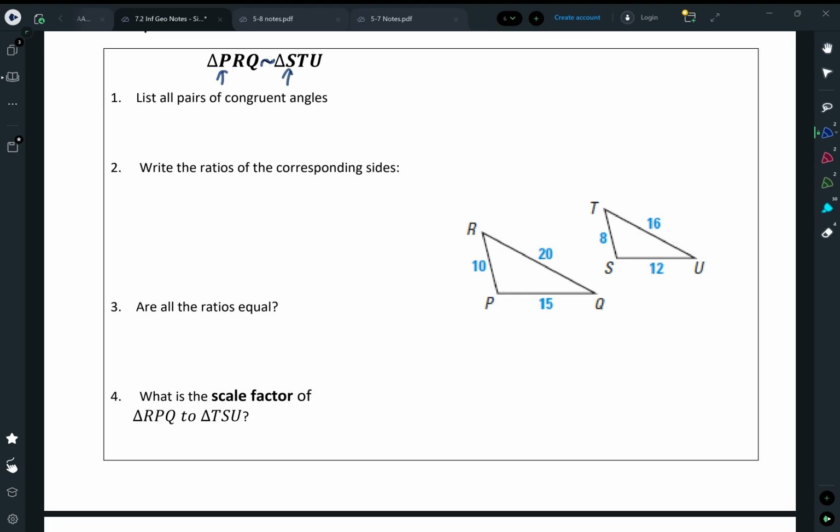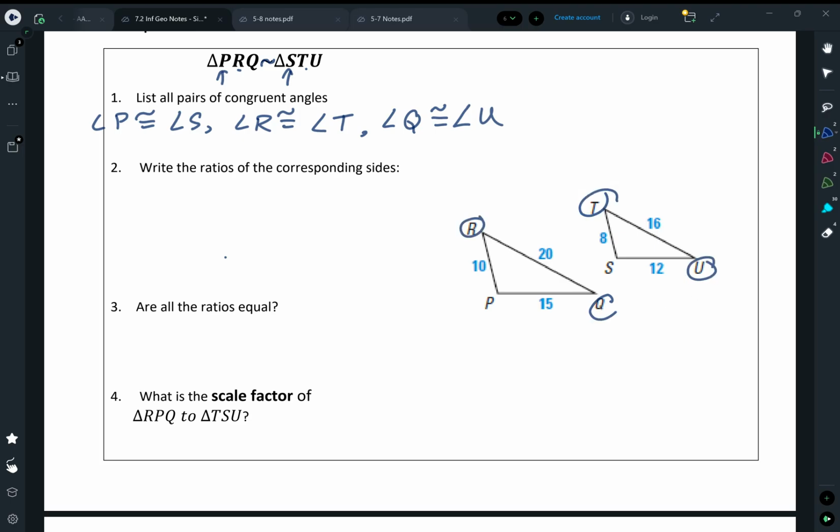So our angles are congruent: P and S. Middle letters are R and Q, so angle R is congruent to angle T, R and T, and then Q and U. I might have said the wrong letter at one point, but I did write down the correct one. And they also match up here, right? I can tell that Q and U match up. I can tell that R and T match up, but it's really easy to just take them off of this.